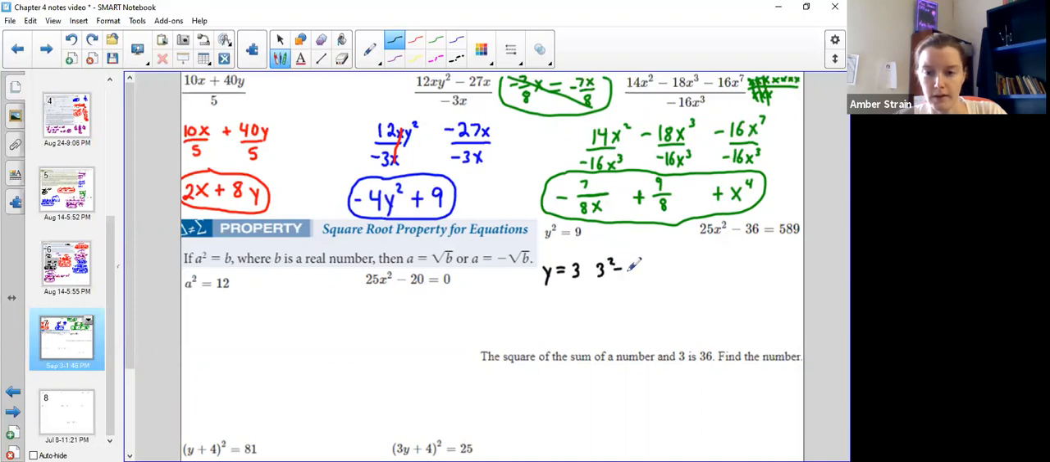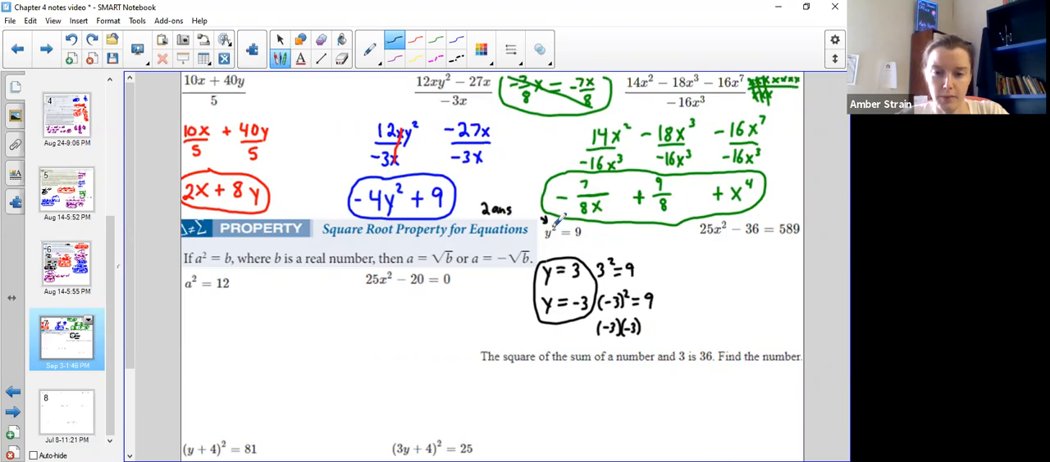3 squared is 9, but also -3. Because remember, -3 squared means that it's negative times negative, which is in fact a positive 9. So both of these answers are true. The y that would make this work is both a 3 and a -3. This right here, this power of 2, indicates that there will be 2 answers. It will be the number of the highest power here. 2 answers, positive and -3.